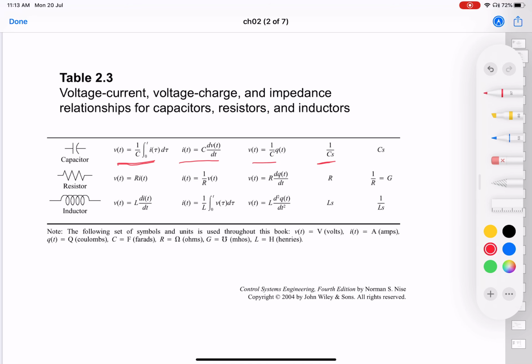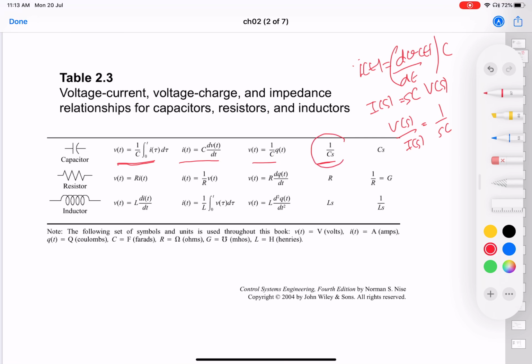If you take the output as the current, because what you have written here is i(t) is equal to C dv(t) by dt. If you write down the transfer function, you have I(s) is equal to s C V(s). So if you write down the transfer function as V(s) by I(s), you get 1 by sC. So this is the impedance transfer function.